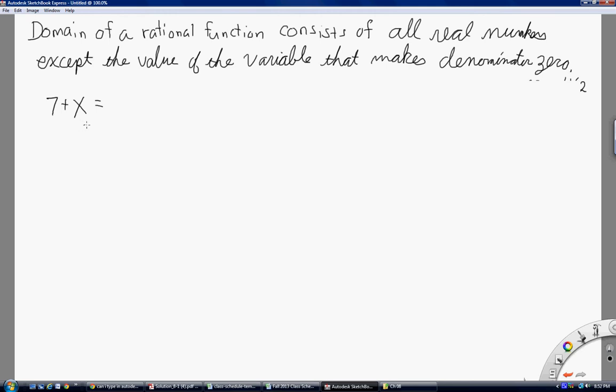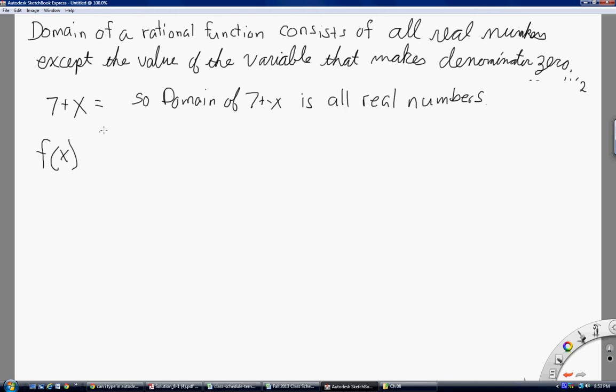So the domain of 7 plus x is all real numbers. Not very exciting. What about a problem like this? f of x equals x minus 9 over x plus 5.